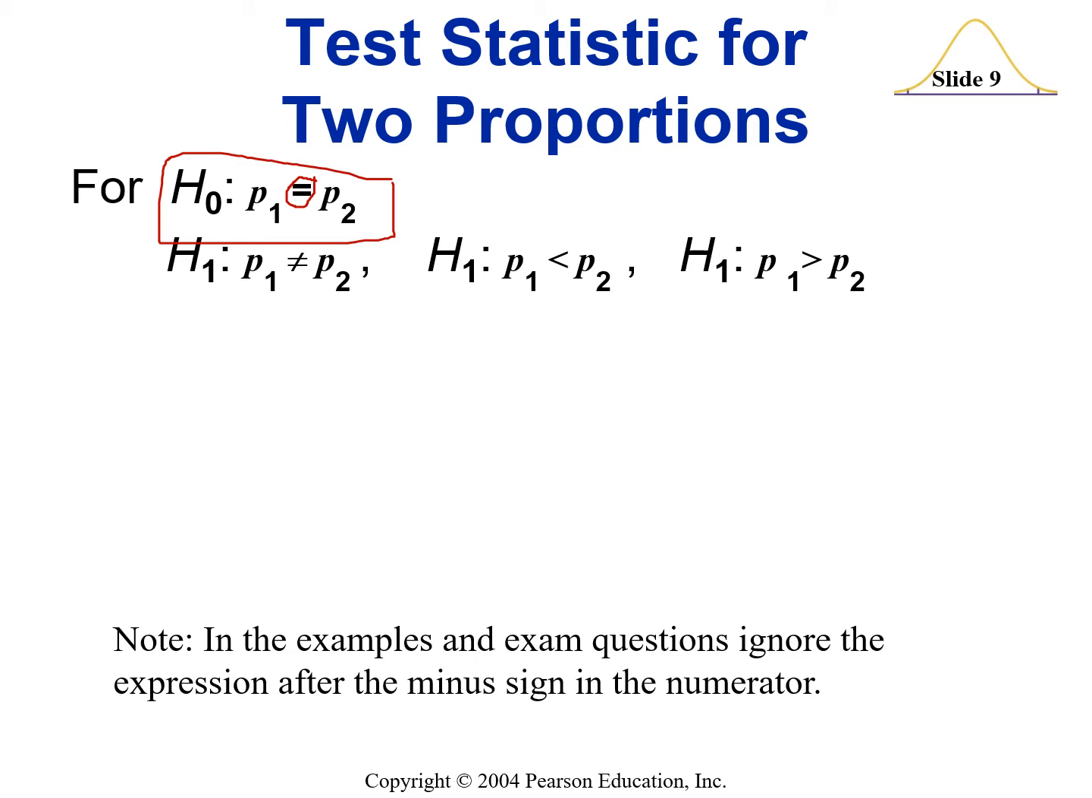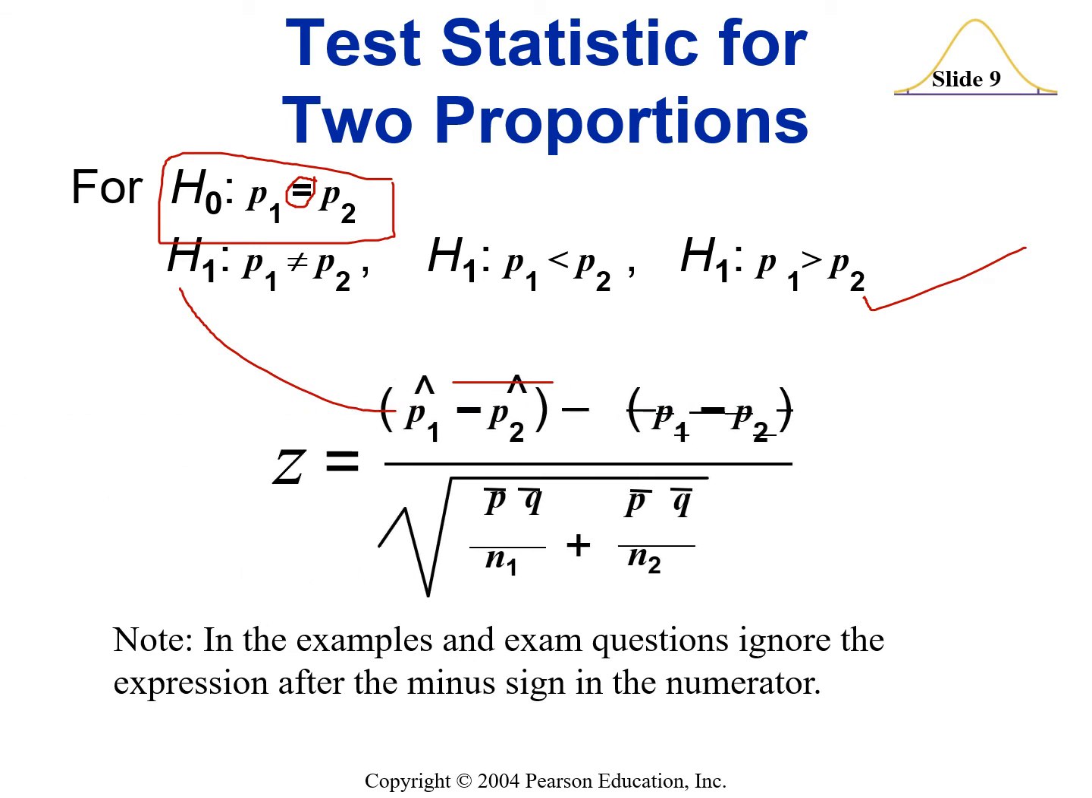The alternative hypothesis can have three forms: either P1 doesn't equal P2, or P1 less than P2, or P1 greater than P2. The form of the alternative hypothesis is determined by the researcher's claim. So the researcher's claim or statement determines the form of the alternative hypothesis, which also determines the type of the test. You have a two-tail test or a one-tail test.